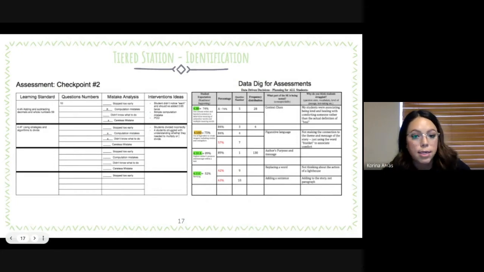Was it because they genuinely did not understand? Was it a simple computation mistake, a careless mistake? Did they just circle the question wrong? And we see how many students missed it. We make sure, because Ms.